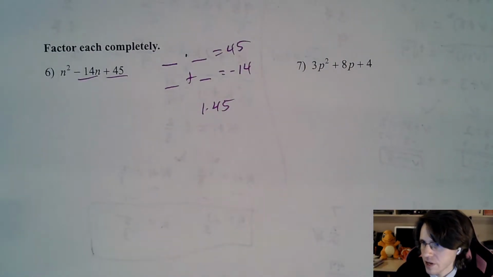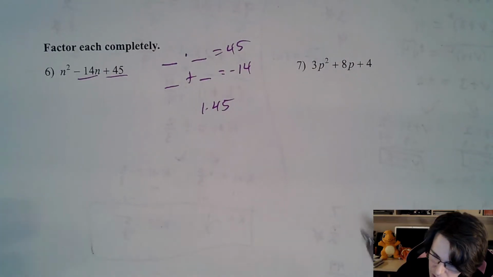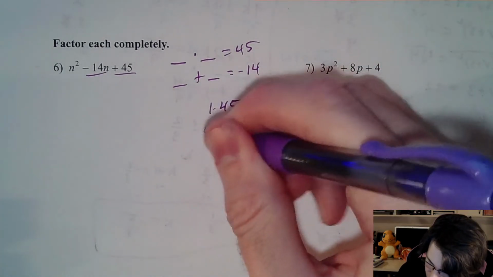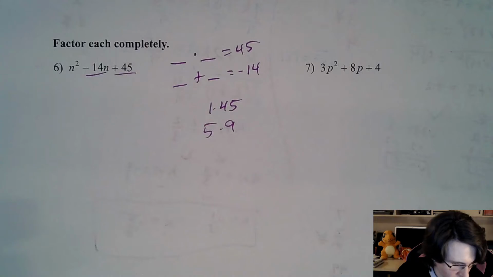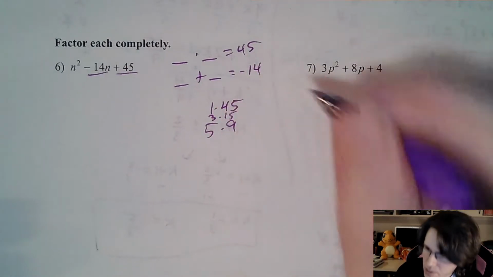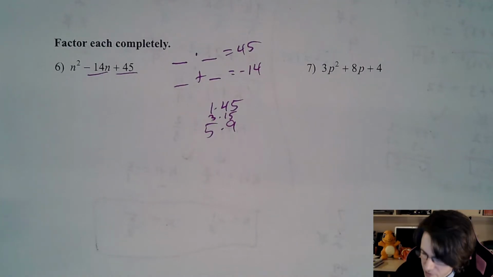We write 1 times 45. That's the first thing that definitely multiplies to 45. However, we need to find all the things that multiply to 45. So 1 works, 2 does not, 3 does not, 4 does not, 5 does, 5 times 9, 6 doesn't work, 7 doesn't work, 8 doesn't work. 3 did work, by the way. 3 times 15. So you have 1 times 45, 3 times 15, 5 times 9. All those guys are good to go.